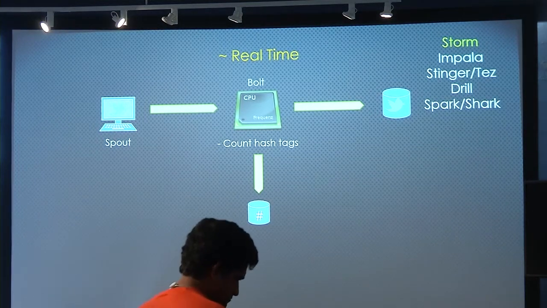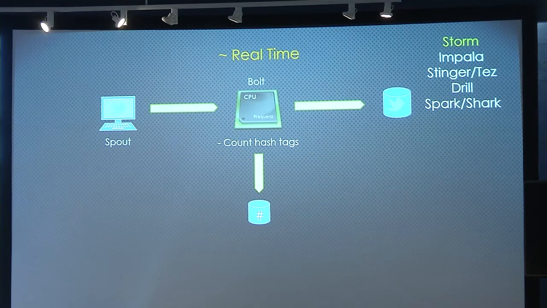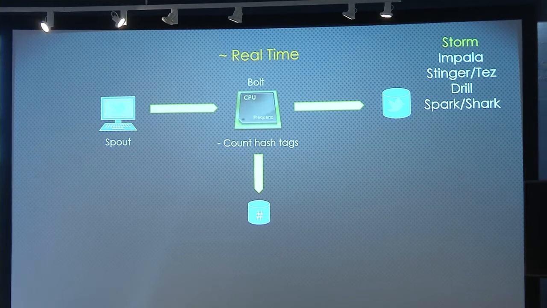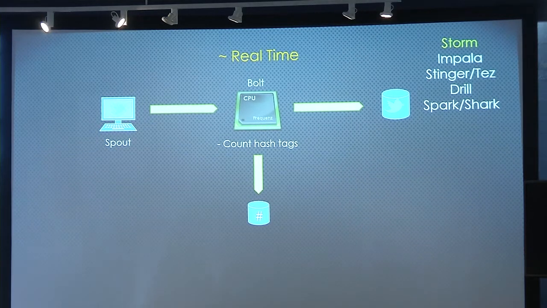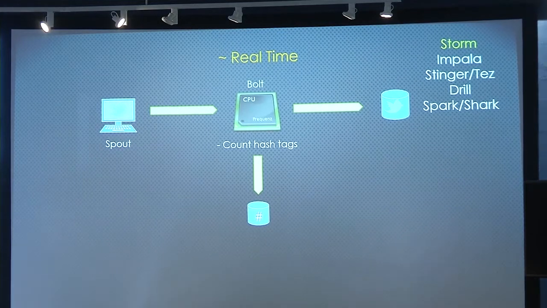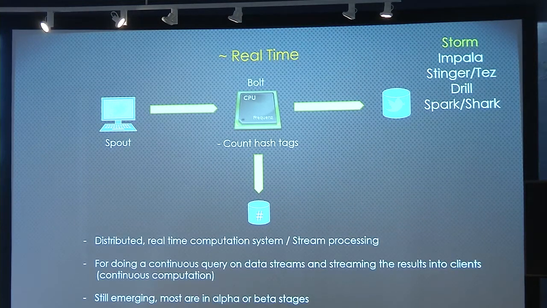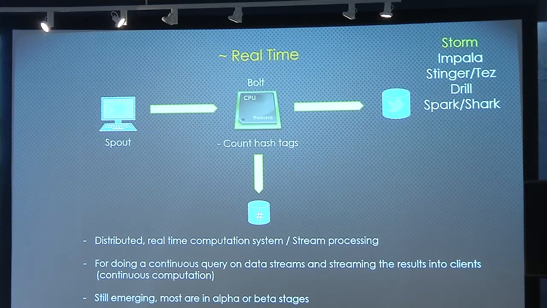A recent benchmark shows that Storm is very scalable and highly performant. It clocked Storm to be able to process 1 million tuples every second per node. Right? These things can get pretty fast. But these things are very emerging. And I think most of these are in alpha or beta stages, and there's almost no books written on these.